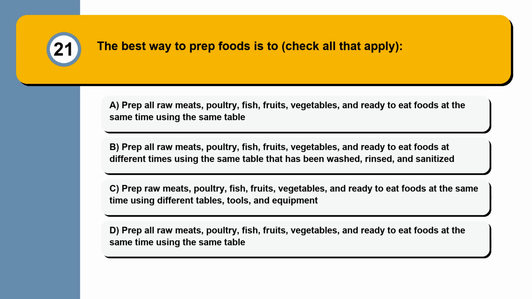Question 21. The best way to prep foods is to, check all that apply: prep all raw meats, poultry, fish, fruits, vegetables, and ready-to-eat foods at the same time using the same table. Prep all raw meats, poultry, fish, fruits, vegetables, and ready-to-eat foods at different times using the same table that has been washed, rinsed, and sanitized. Prep raw meats, poultry, fish, fruits, vegetables, and ready-to-eat foods at the same time using different tables, tools, and equipment. Prep all raw meats, poultry, fish, fruits, vegetables, and ready-to-eat foods at the same time using the same table.